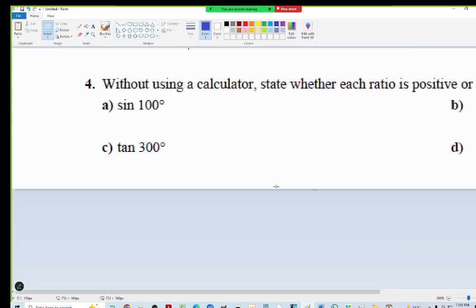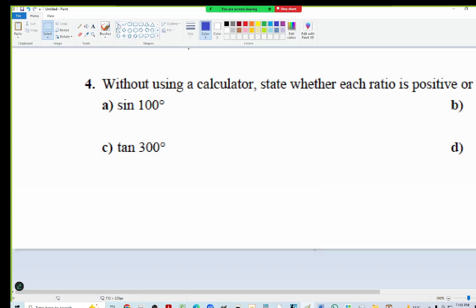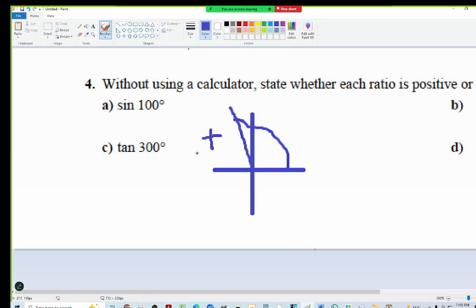What quadrant does 100 degrees fall into? The second one. That's right. We go 90 and 10 more. They don't want any information here. They just want to know if this is positive or negative, so we need to use the CAST system. Positive, because S is there. Boom, done. Don't do more than they ask.